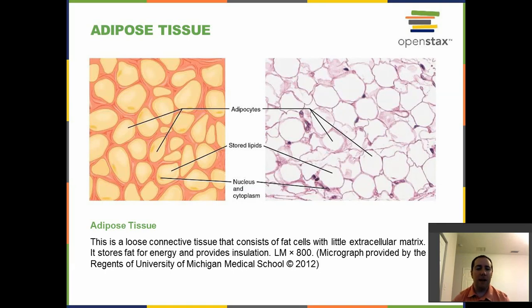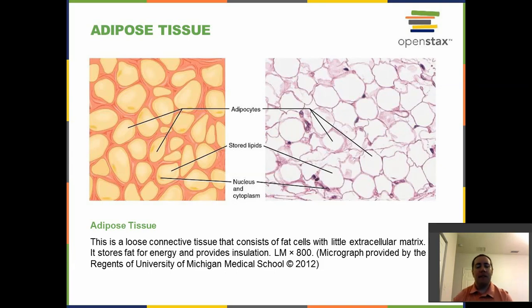This is, remember, a loose connective tissue. You look at that, there's a lot of empty space there, even if it means that it is empty space because the fat is gone. You look at it and there's just not a whole lot going on. So it's a loose connective tissue. This doesn't have very much extracellular matrix. The cells are actually fairly close together.